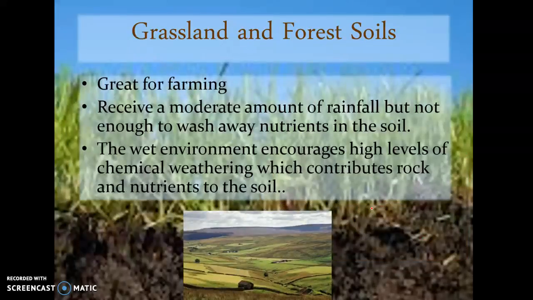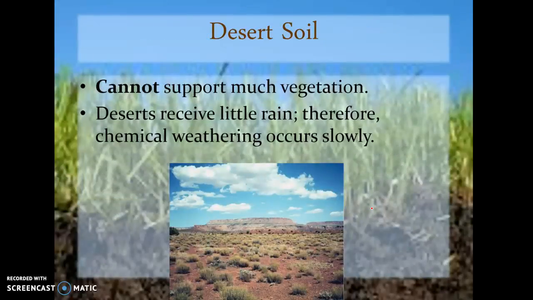Grassland and forest soils are great for farming. They receive a moderate amount of rainfall, but not as much as a tropical area, so the nutrients aren't washed away. The wet environment also contributes to high levels of chemical weathering, which puts rock and nutrients in the soil. Next is desert soil. Desert soil is very dry with very little rainfall, so it is mostly the gritty, inorganic part of the soil. So not much can grow here.